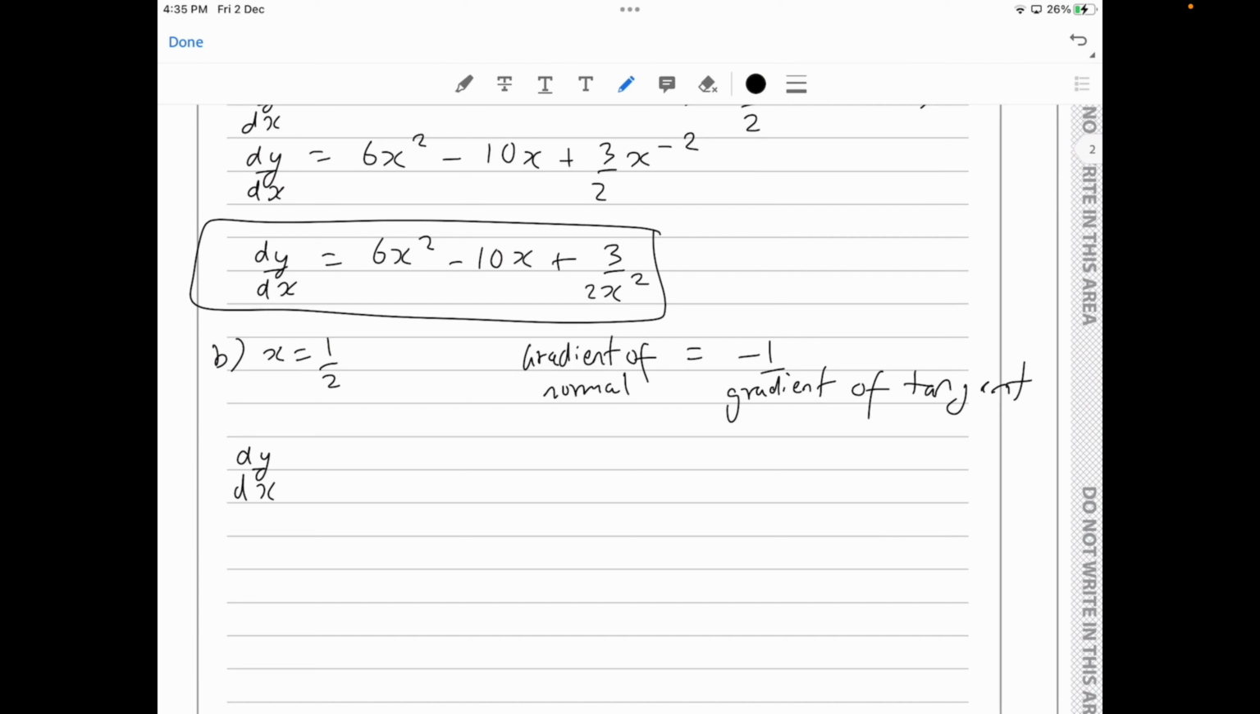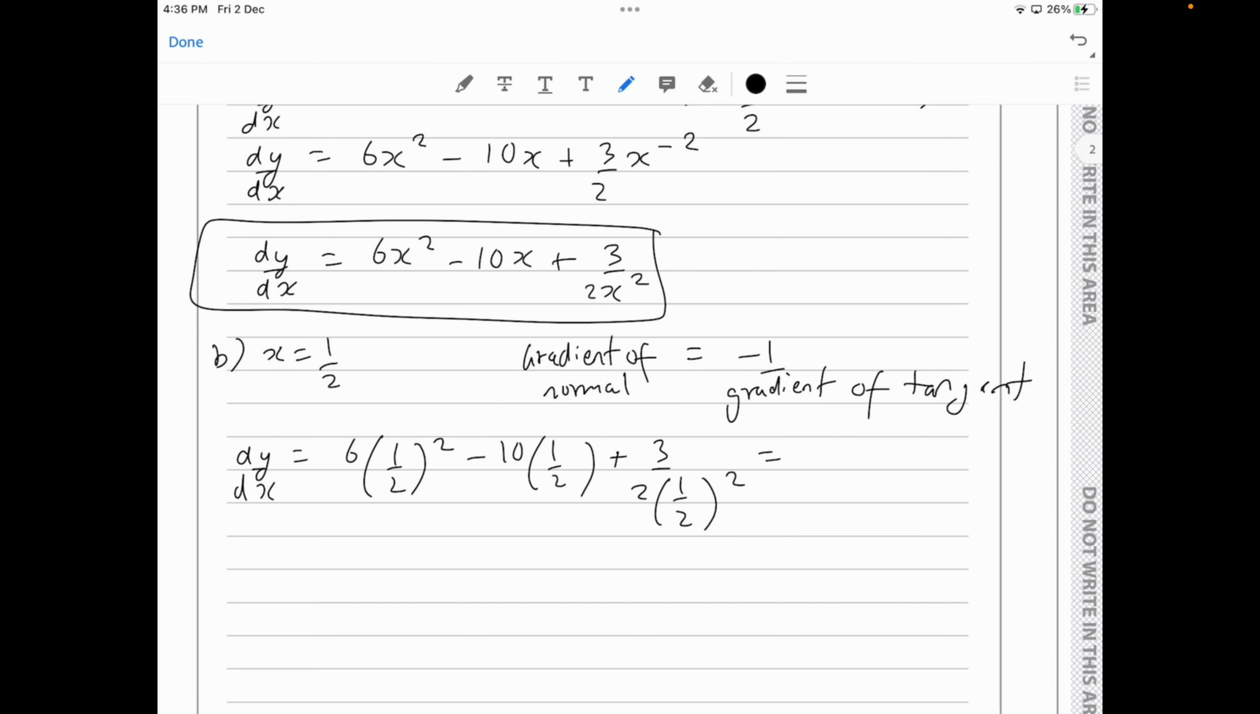Now, the reason why we're substituting the value of x into this equation is because we're trying to find the gradient of the tangent, so that we can indirectly find the gradient of the normal, which we can use to find the equation of the normal itself. So dy over dx is going to be equivalent to 6(1/2)^2 - 10(1/2) + 3 divided by 2(1/2)^2.